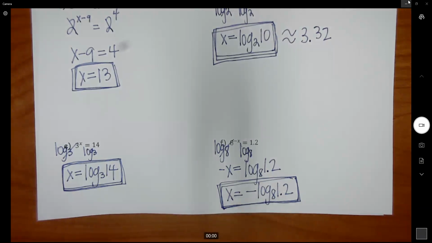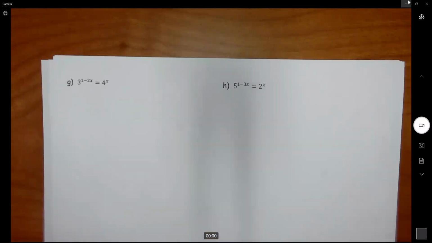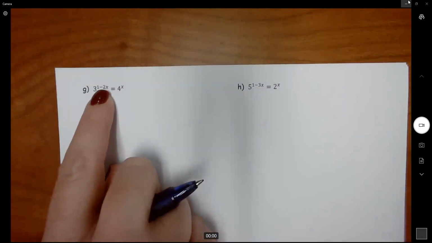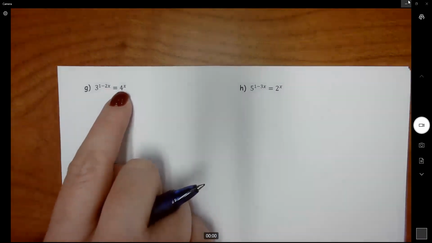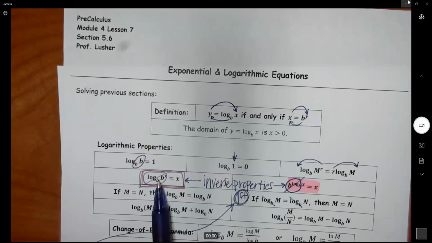All right, so with these 3 examples, we only had one exponential. When we go on to the next page on G, we now have 2 exponentials. So here we have 3 to the 1 minus 2x power equals 4 to the x power. So with this, you can take either of these to any log you want. Right? Let me pull out my property. Okay, anything that we want here.